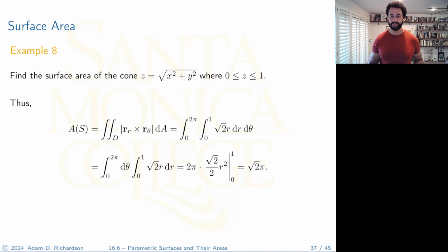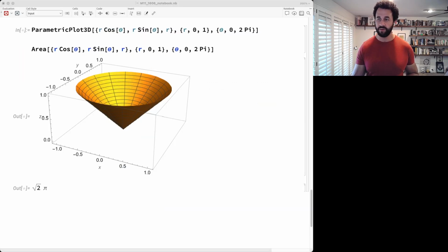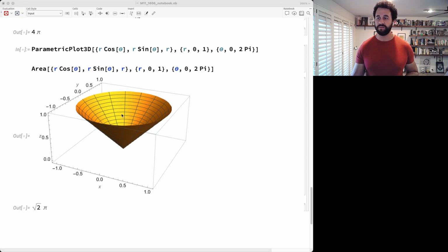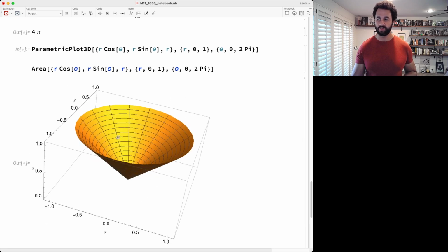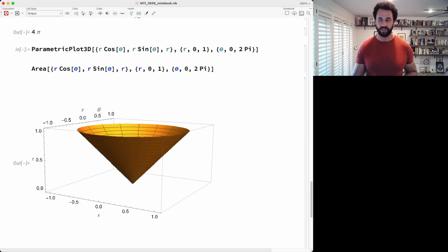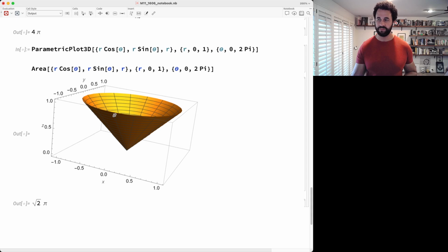Boom, there it is. Now, before we go to the next bit, I want to show you how to do it in Mathematica. So let me pull up Mathematica here. Here we go. And I took the liberty of just plotting an image of the cone as well. This is the thing that we just found the area of right here.